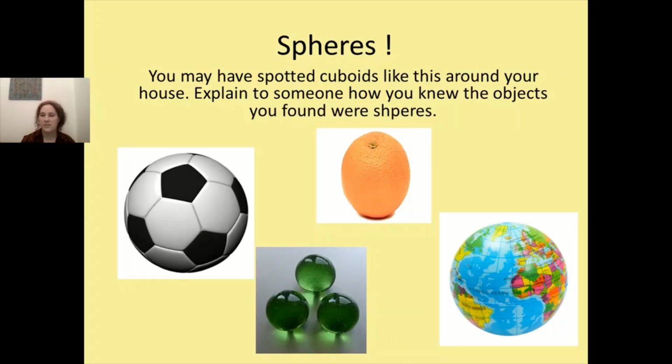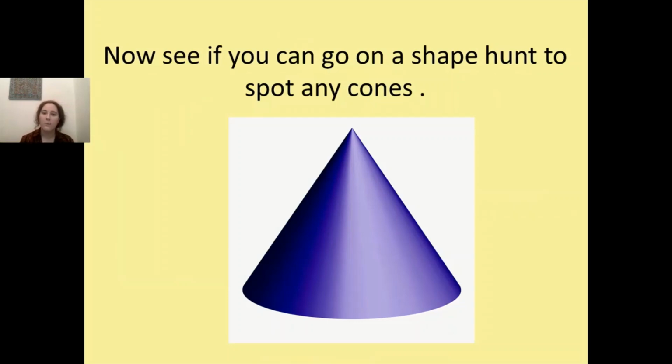Maybe you spotted a ball, a marble, a globe, or a type of fruit like an orange. You might have spotted something else entirely, but well done for spotting your sphere. Right, are you ready to look for your last shape? Let's see what shape we're searching for. What shape is it? That's right, it's a cone.